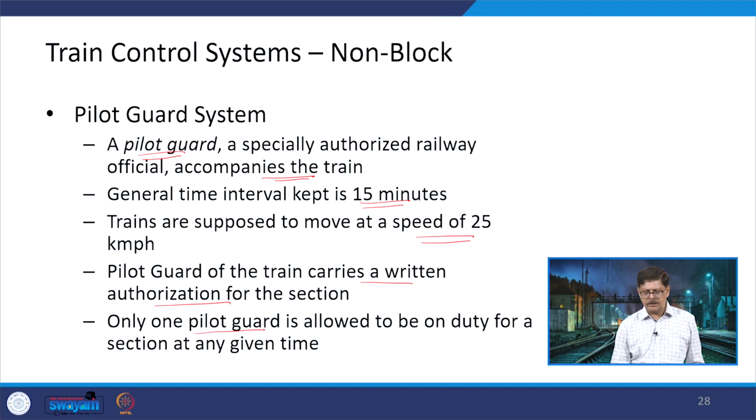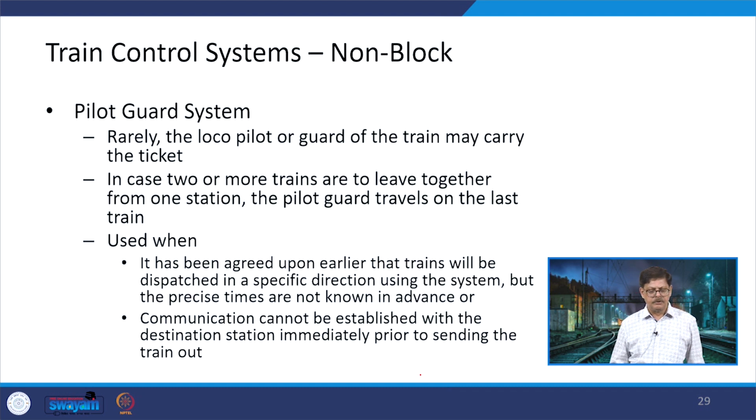There is only one pilot guard who is allowed to be on duty for a section at any given time. That means there cannot be a possibility that one train moves with one pilot guard and then another pilot guard is given authority, because the person is available, to take a train into the section. So that one person will take the train in that section and similarly return back. So rarely the loco pilot or the guard of the train may carry the ticket.